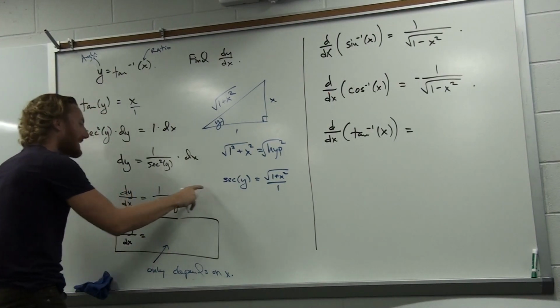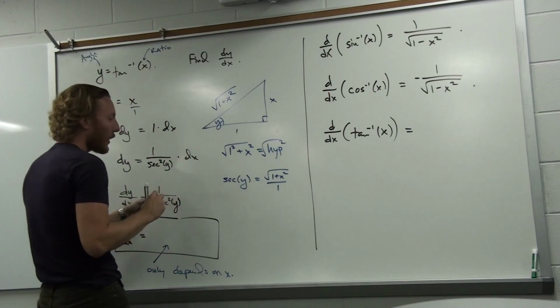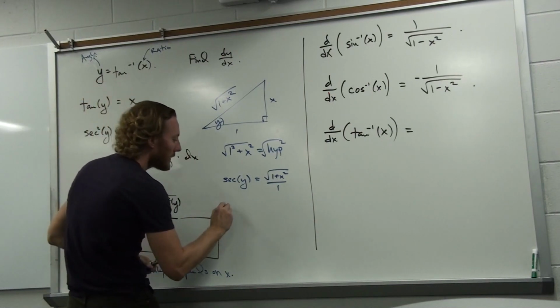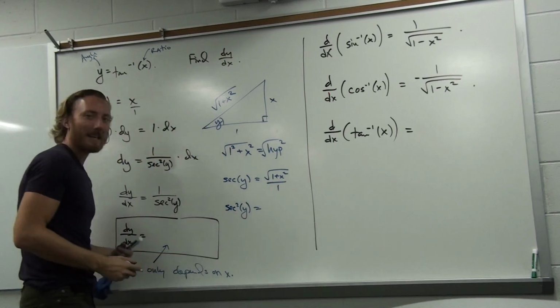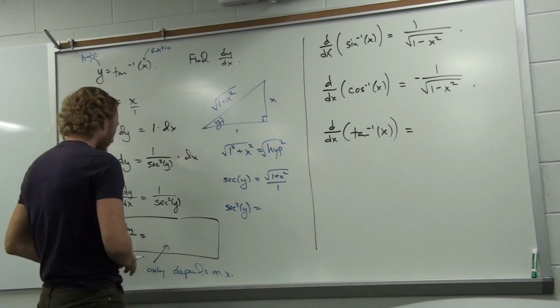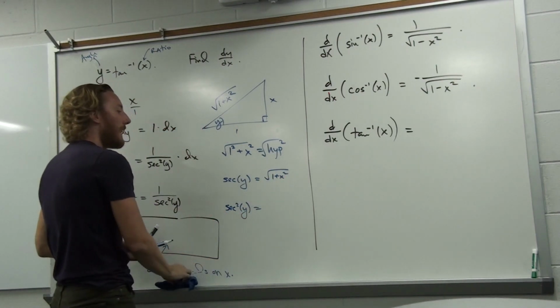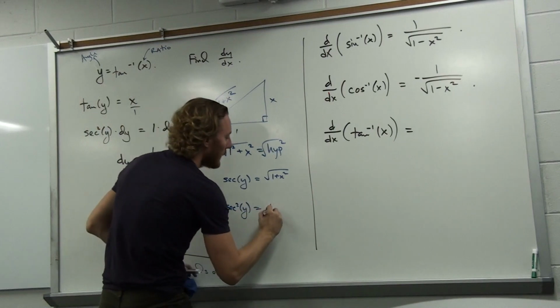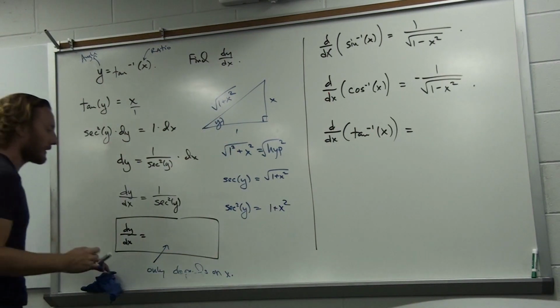But now we don't want the secant, we want the secant squared. So that is not too hard to find because all we've got to do is square both sides. So if we multiply the left side by itself, we get secant times secant, which is secant squared. If we multiply the right side by itself, anything divided by 1 is just itself, and the square root times itself will give you what's inside. So the secant squared is 1 plus x squared.